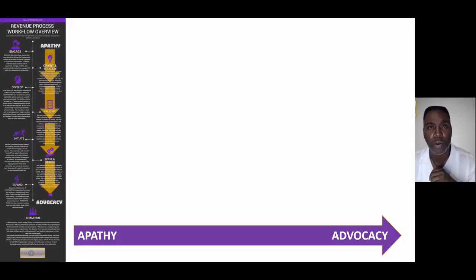Hello world, and today we're going to talk about how to move your enterprise customers, that's your large enterprise complex sales customers, from apathy to advocacy using a process workflow similar to this. We'll talk about the 8 different stages that we discussed.